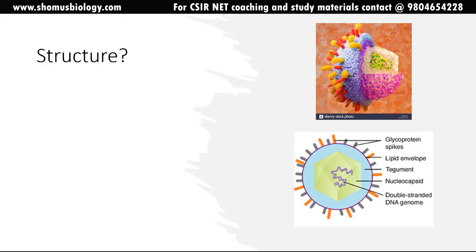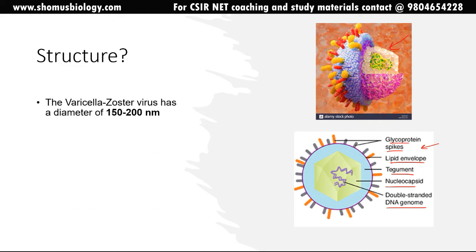Structure of this virus. If you look at the structure of this virus, this is the 3D structure and this is the schematic drawing. We know that it has an icosahedral nucleocapsid where it has its own genomic content. You can see that here. It has a tegument protein, and surrounding the tegument it has a lipid envelope which they gather from the host cell, and they have glycoprotein spikes on the surface of the membrane, and double-stranded DNA as a genome inside. So if you look at the structure, the varicella-zoster virus is a big virus.